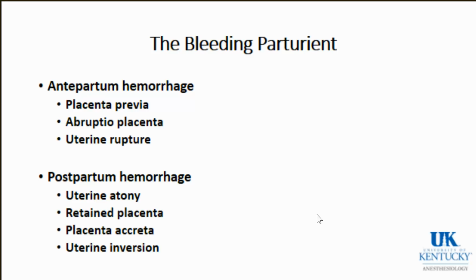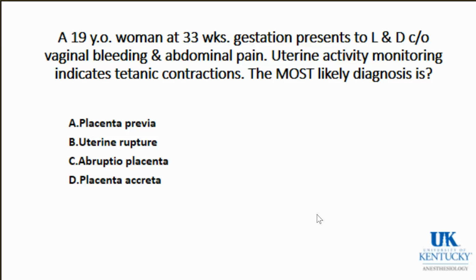Now we go on to the bleeding parturient, which is another topic that I could spend an hour talking about. But anyway, you have your antepartum hemorrhage and then your postpartum hemorrhage. So you have a 19-year-old woman, 33 weeks. She's complaining of vaginal bleeding and abdominal pain. The monitor shows she's having tetanic contractions. What's your most likely diagnosis?